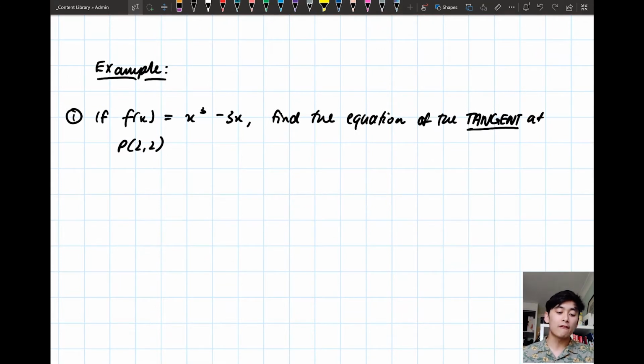Example: if f of x is equal to x cubed minus 3x, find the equation of the tangent at P(2, 2). Okay, so here we have our function f of x is equal to x cubed minus 3x, and we want to find the equation of the tangent at the point (2, 2). Like I have in the steps, the first step is to differentiate. We're going to find the derivative.